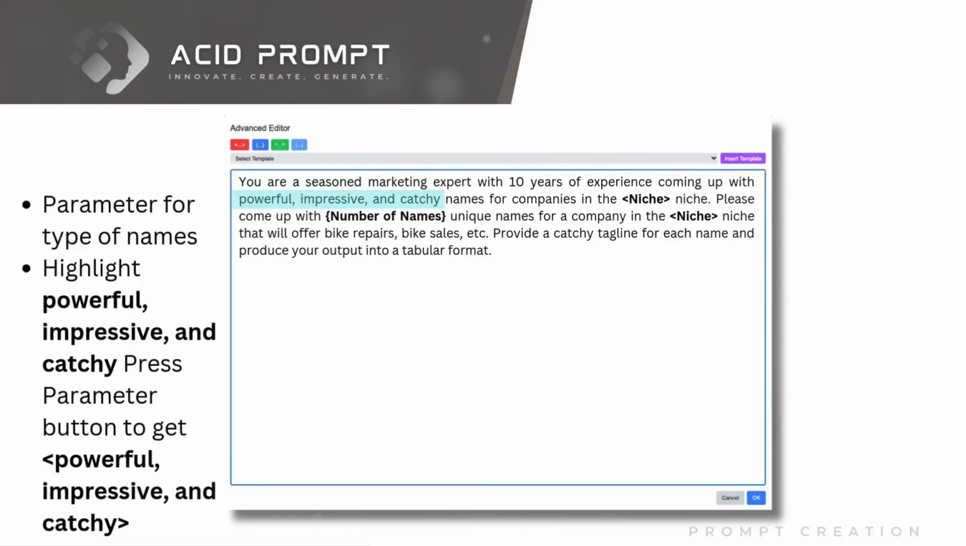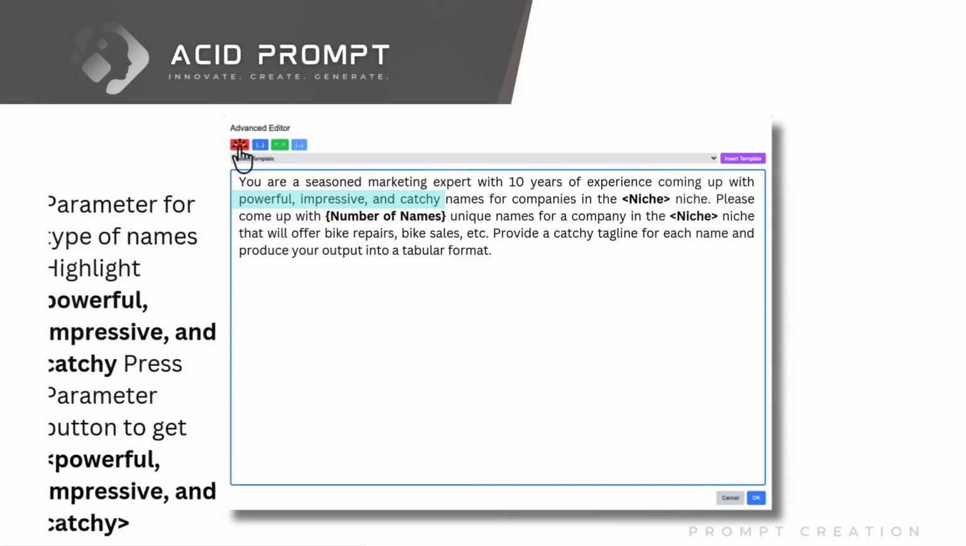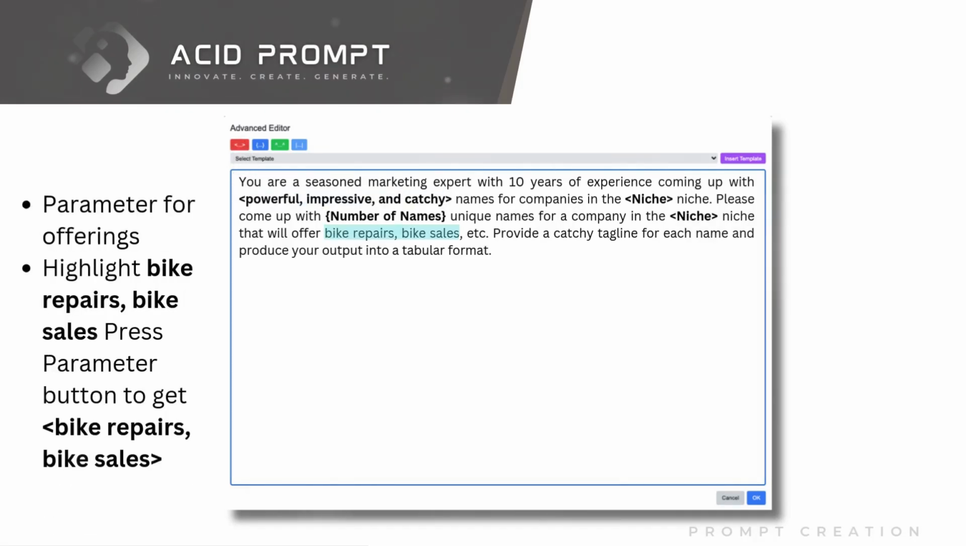Let's make the type of names to be available as a literal insertion parameter. We can highlight powerful, impressive, and catchy, and press any of the 3 buttons that we want. Let's press this one. Excellent, let's do the same for what the businesses will offer. Therefore, highlight bike repairs and bike sales, and again press one of the first 3 buttons.